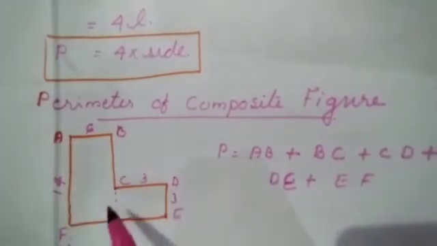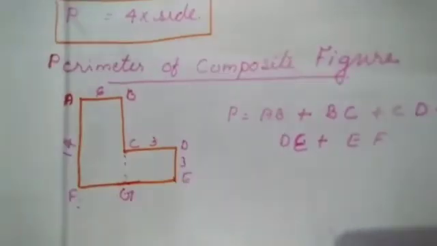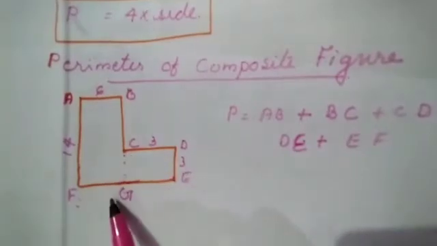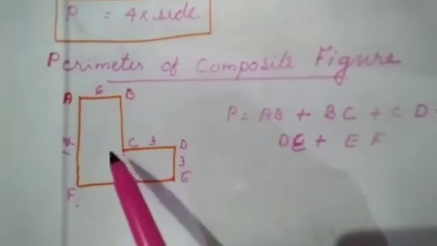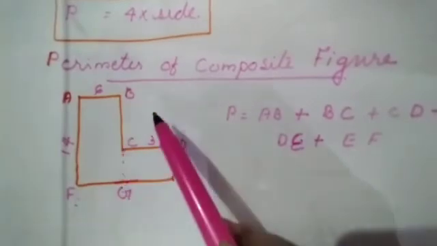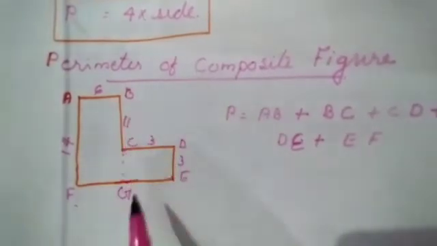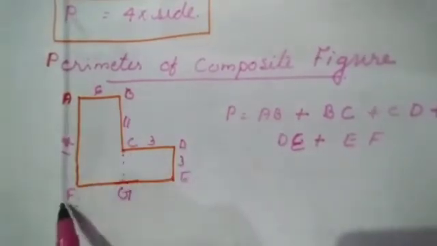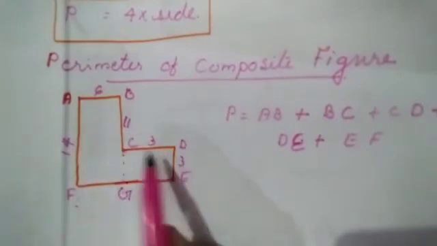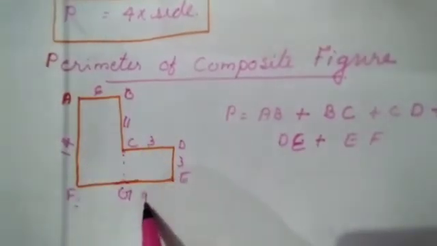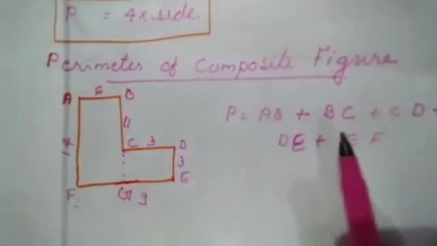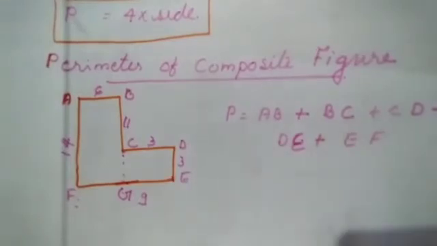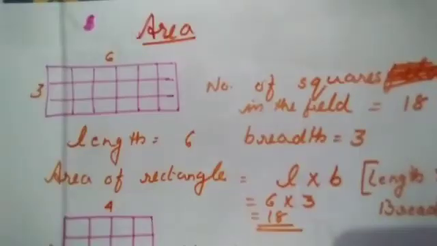Then total 14, CG is 3. CG is 3, therefore BC is 14 minus 3 equal to 11. Next, AB is 6, CD is 3, so FE is 6 plus 3, 9. Then perimeter equals AB plus BC plus CD plus DE plus EF.